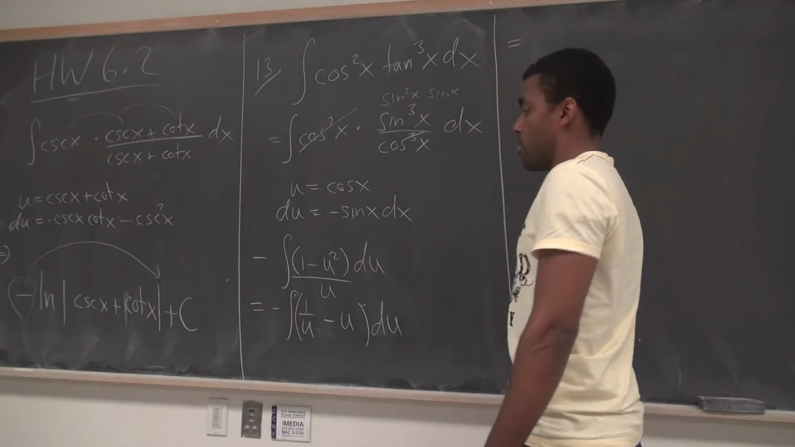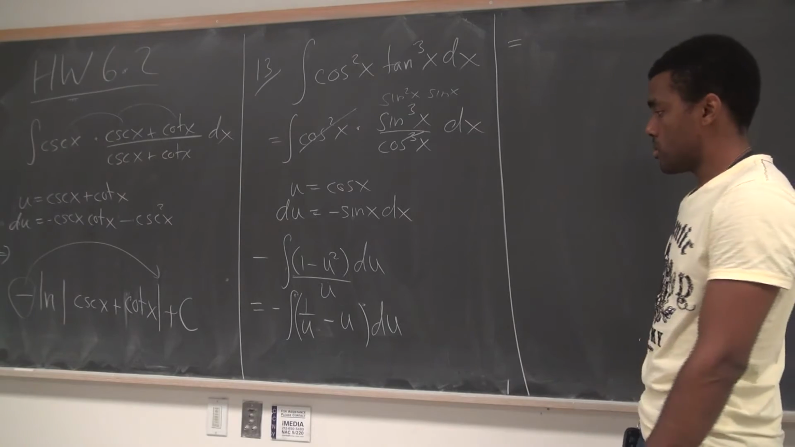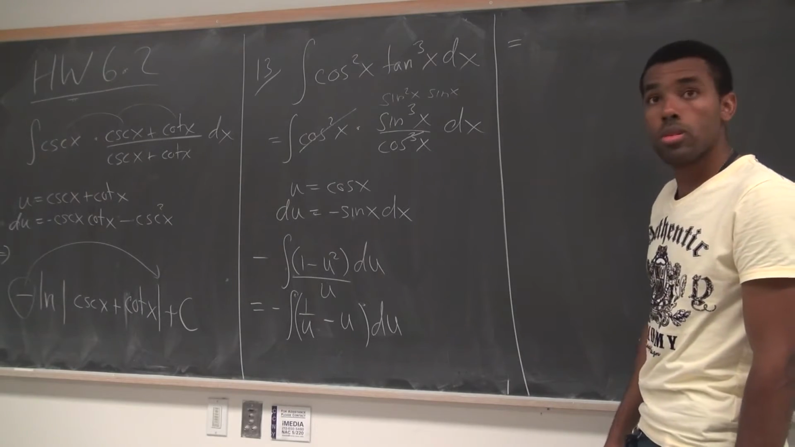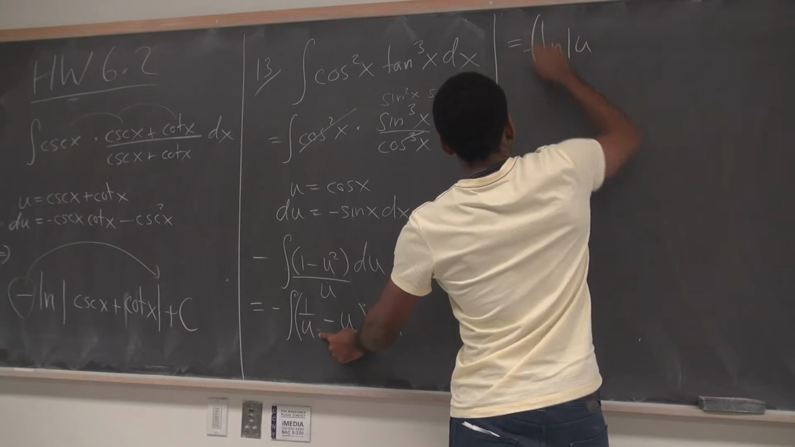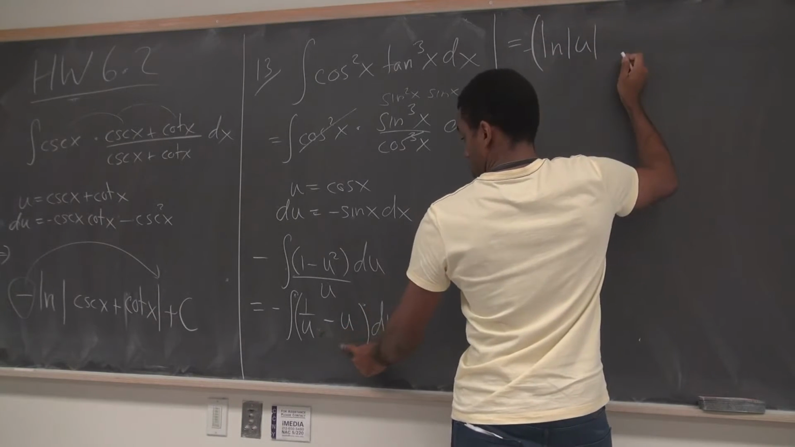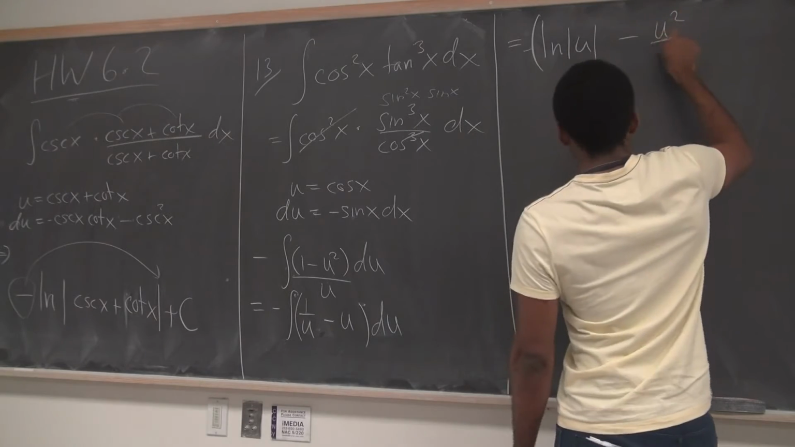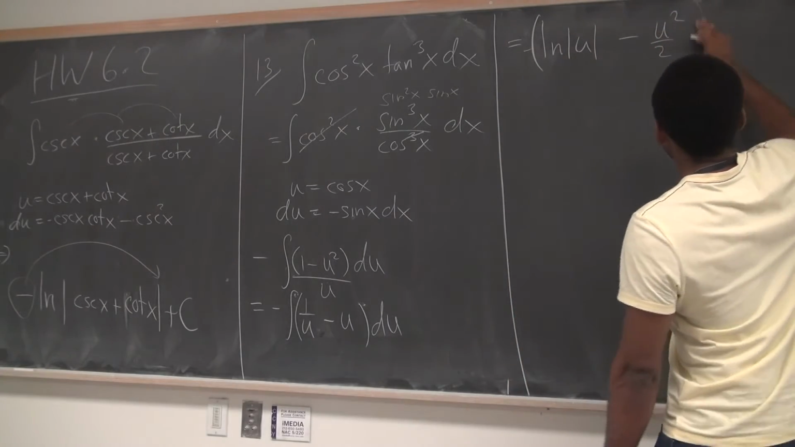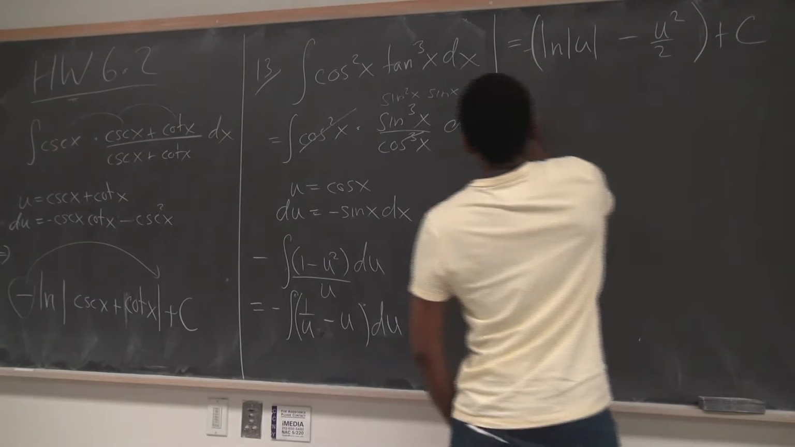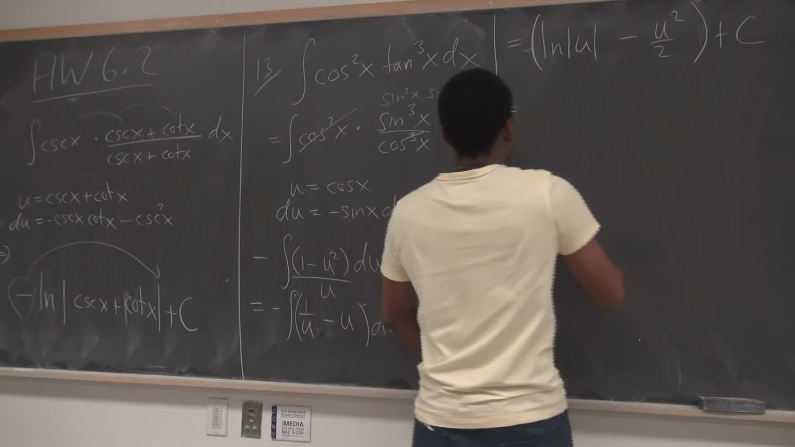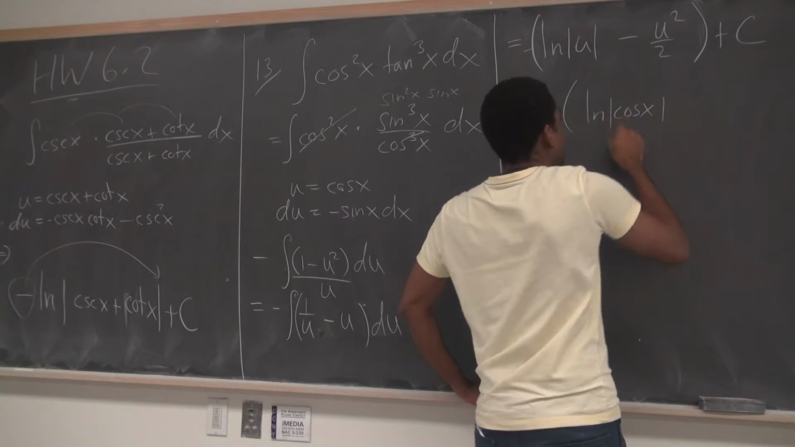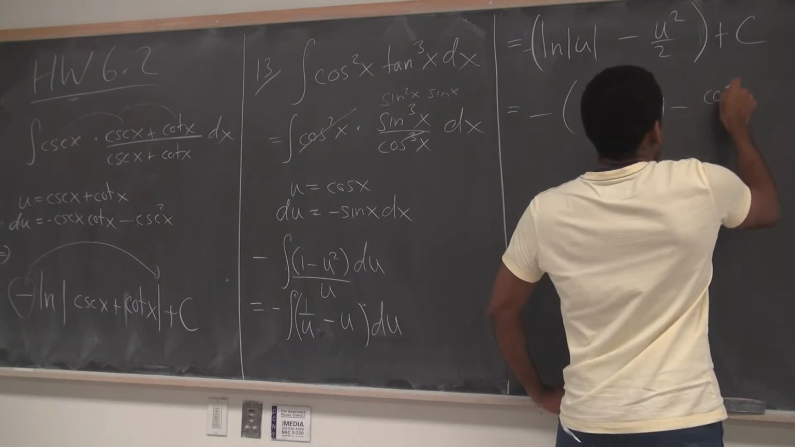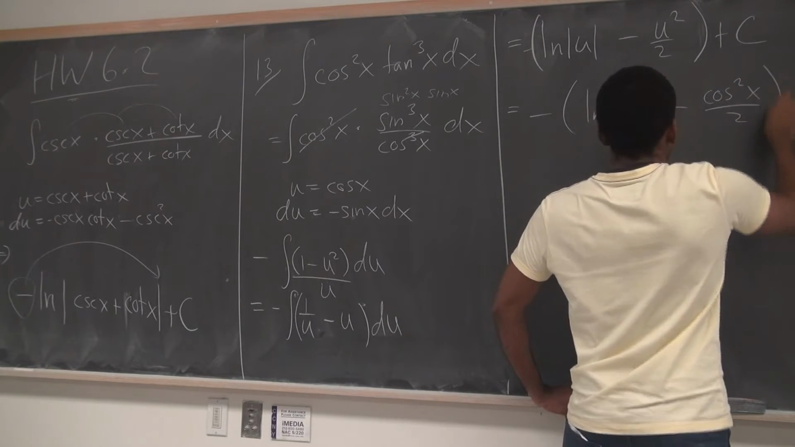So this gives us what? This is ln u. There's a minus sign on the outside. Minus u squared over 2, plus c. And now you just replace your u with cosine. So this is minus ln of cosine, minus cosine squared over 2.